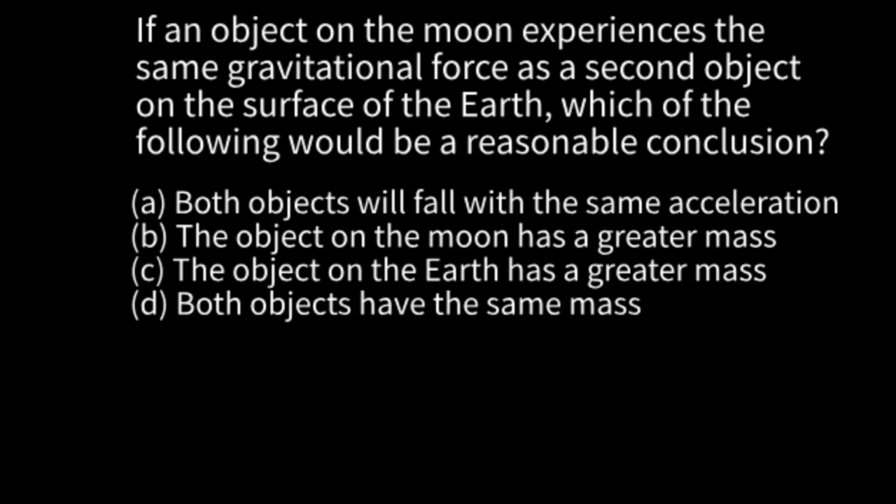Well, we could say weight, or force due to gravity, equals mass of the object times the gravitational acceleration at the given location, and the moon has a much smaller mass, therefore it has a much smaller gravitational acceleration compared to Earth. So in order for the objects to have the same weight, the object on the moon has to have a greater mass than the object on the Earth.